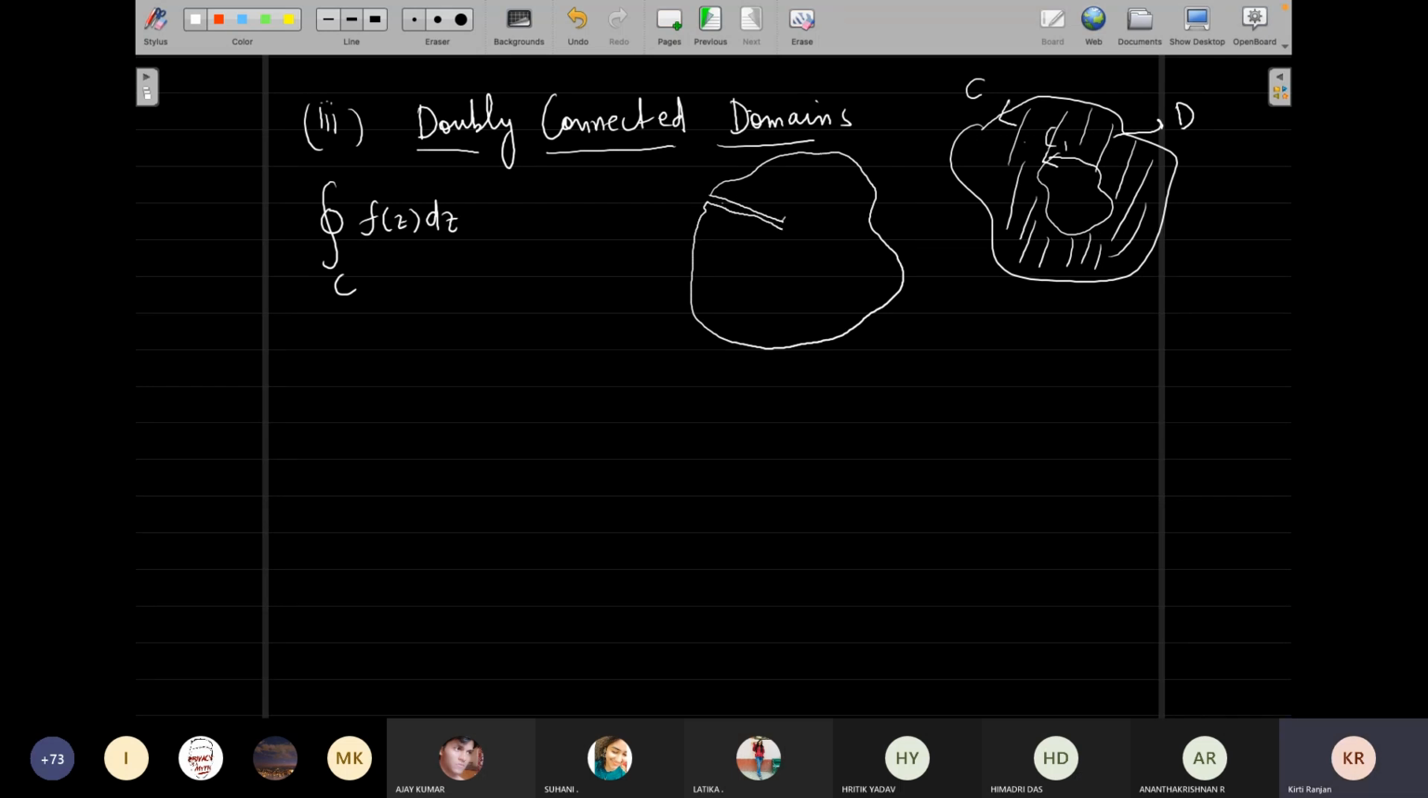And I draw something like this. So what have I done? My C is traversed in a manner such that I have a cut, a line joining between these two points, and this cut is infinitesimally small. So I can write down my whole integral.